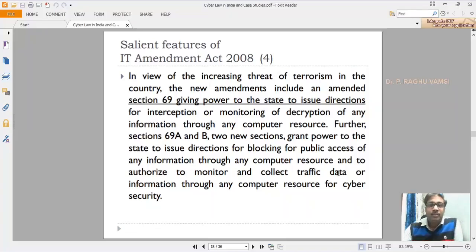Because cyber terrorism and terrorism activities are becoming more and more frequent, this particular amendment has been made, and the power for monitoring the traffic was given to the state. In every state there is an intelligence bureau and also a vigilance department, so they used to do this particular task.